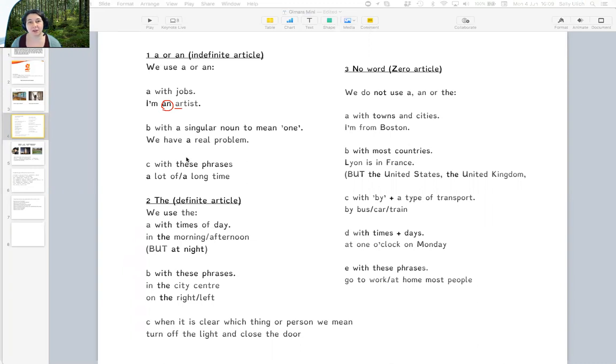We also need a or an when we're talking about one of something. We have a real problem. And with phrases like a lot of time, a long time. These are phrases you need to learn.